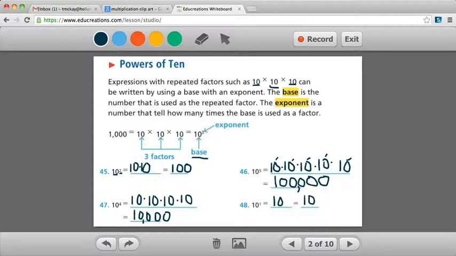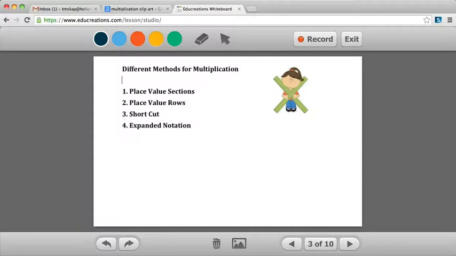And that's a quick review of the powers of 10. Now, I'm going to have you practice some of these towards the end. But next, I want to go over different methods for multiplication. We have worked on place value sections, place value rows, the shortcut method, and also the expanded notation method.